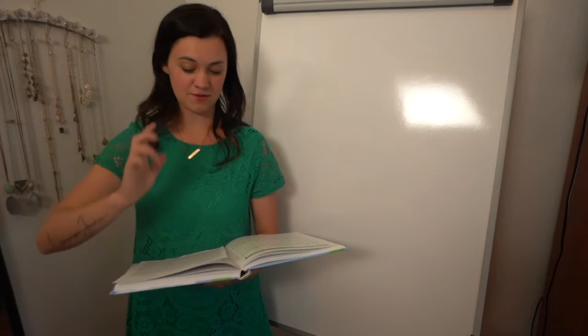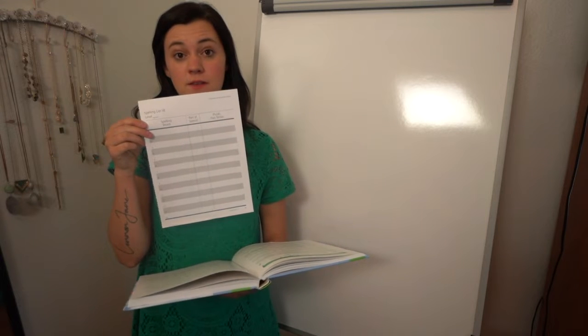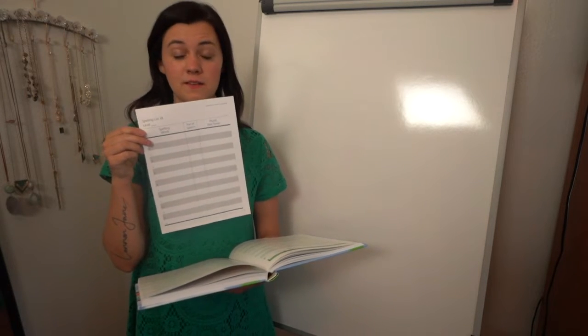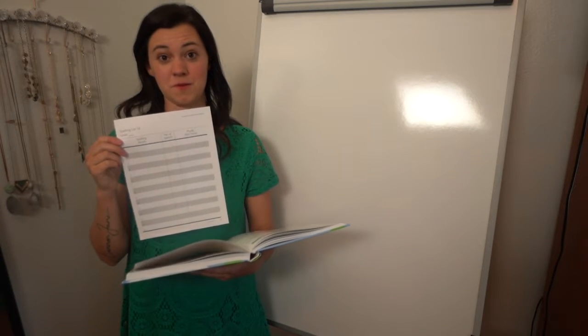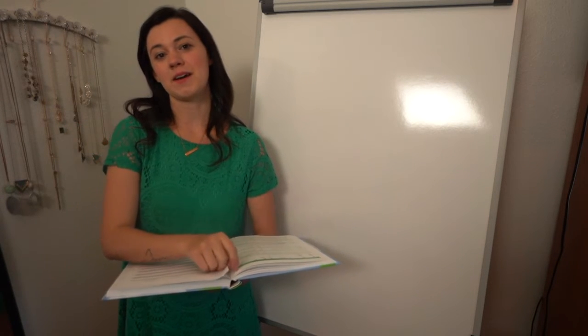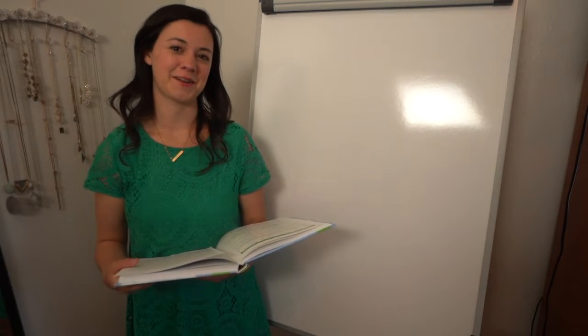Before we get started, make sure that you have what you need. If you'd like to use this paper, you're welcome to do that, or you can complete your spelling analysis on a notebook paper or on a whiteboard or chalkboard, whatever you choose. So make sure that you have what you're going to write on and a writing utensil, and then come back and join me and we'll get started.